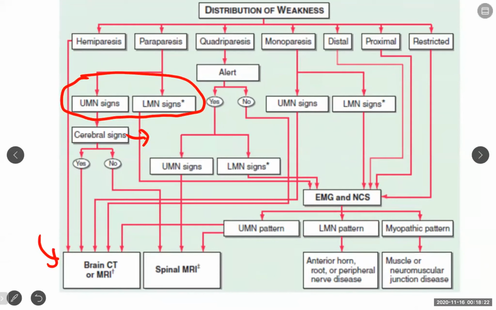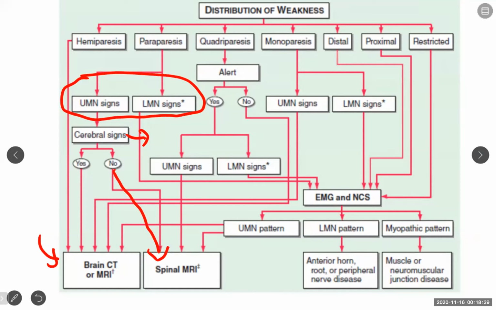But if you have a UMN lesion in a paraparesis with no cerebral signs, you would be justified in thinking it's a spinal pathology, because that is the most common reason. So you would go directly to a spinal MRI. Now, this is if you see a paraparesis with a UMN lesion.